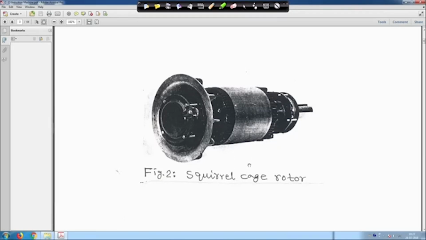The slots are there and bars are placed into them, and at both ends of the rotor they are welded with copper, because the bars are made of copper. Both sides are bunched together and welded such that the rotor is short circuited by itself. Why, we will see later. So, this is the squirrel cage rotor. I suggest you see an open induction machine in your laboratory, definitely it will be there, so that you can have a better visualization.